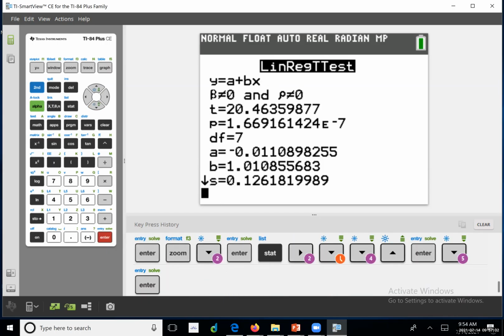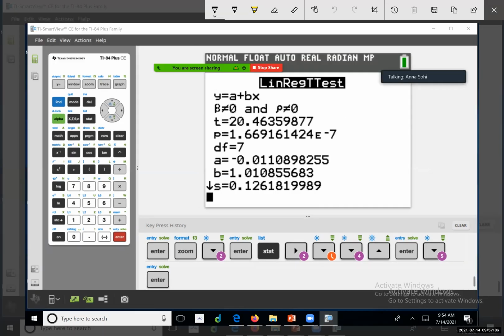So do you see 1.6619 and so forth, e to negative 7? So that means you go backward 7 places. So you're going to have 6 zeros here. So this is almost 0. It's definitely less than 5% or any other alpha they offer.